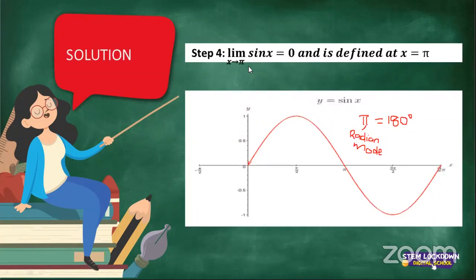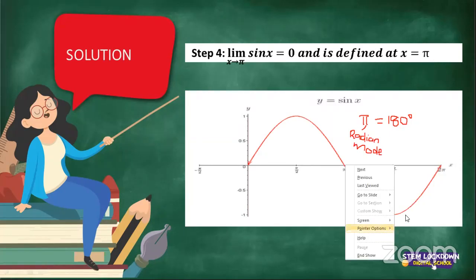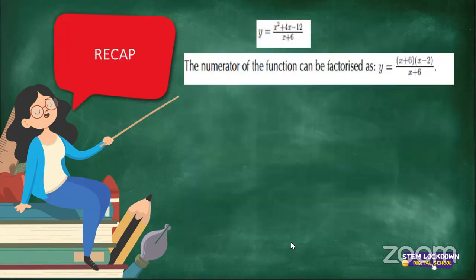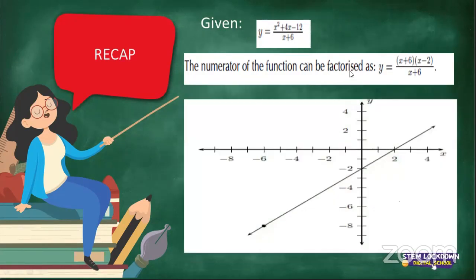Okay, and then our conclusion is that the limit of sine x as x approaches pi is equal to 0. So our values of y are approaching 0 and it is defined. And we indicate that by drawing a solid circle. But then, let's say in the case of this function, y equals x squared plus 4x minus 12 divided by x plus 6. If we factorize the numerator, this is what we get. And if you substitute different values of x, you would probably get something like that.